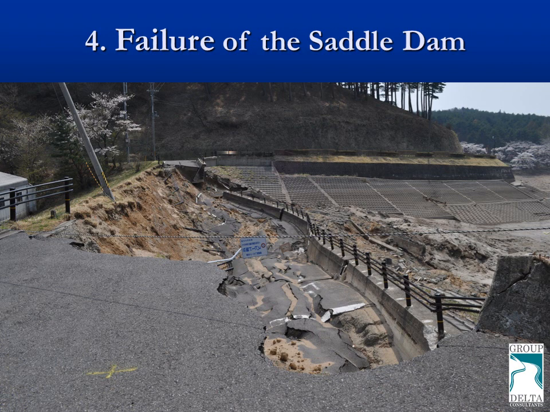The saddle dam failed towards the upstream side of the dam, or towards the reservoir, as you can see in this picture, and resulted in a near total failure. Just like for the main dam, we did not see any evidence of liquefaction on the downstream side of the saddle dam or on the abutments, and the same was true for the main dam.